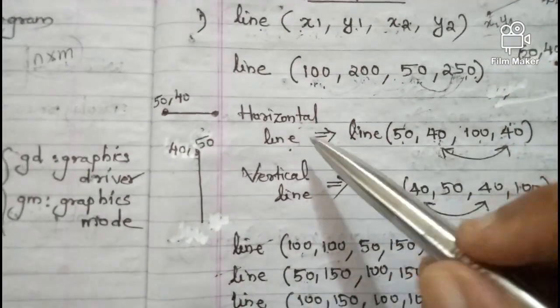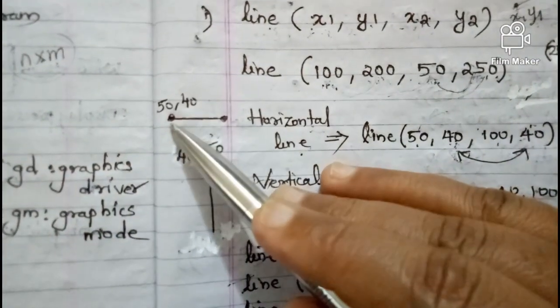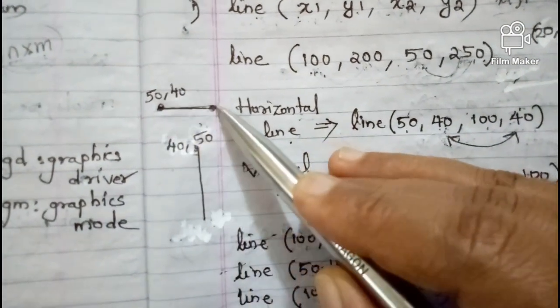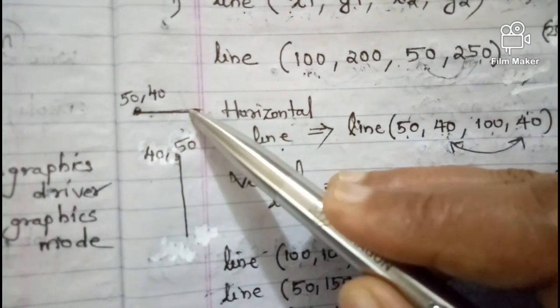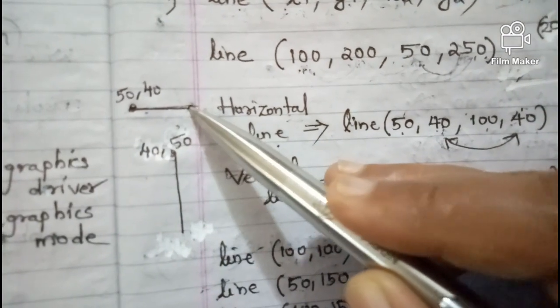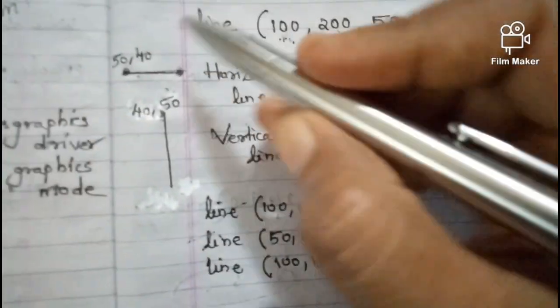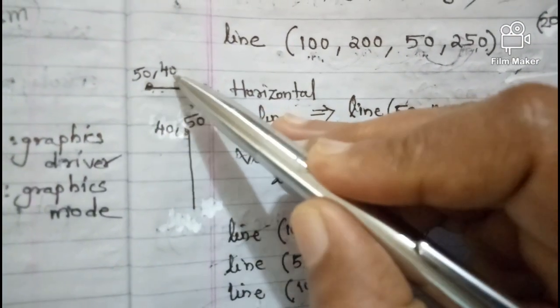Now let me tell you how to draw a horizontal line and a vertical line. First let me tell you about the horizontal line. Suppose I want to draw a horizontal line. What is the speciality of a horizontal line? A horizontal line is a line whose both end points lie on the same row. Okay, so the first point, let the first point be at 50, 40.